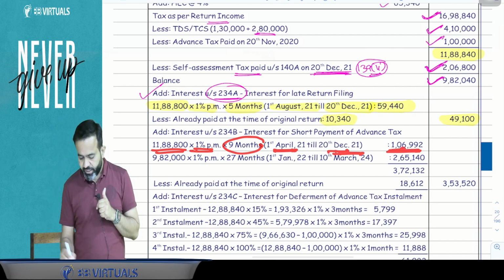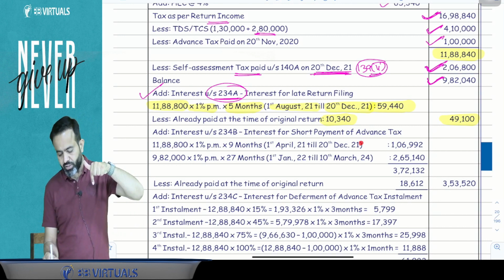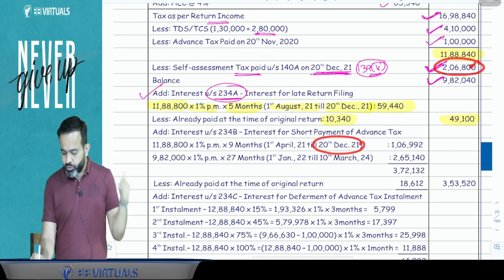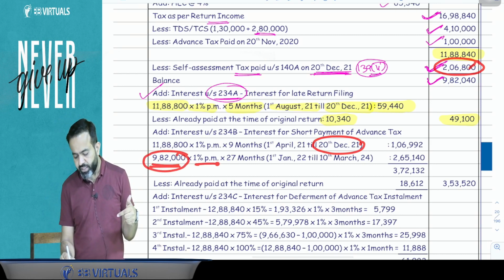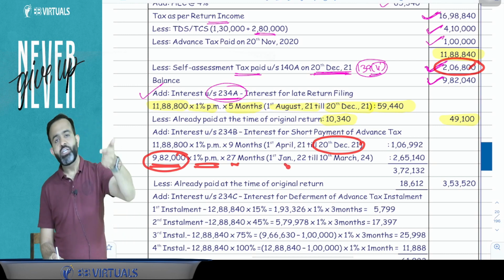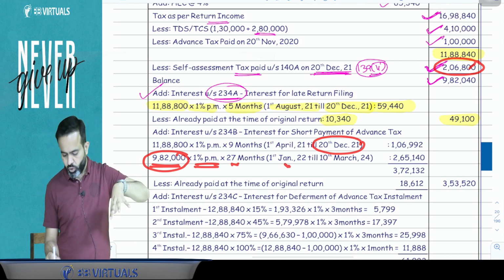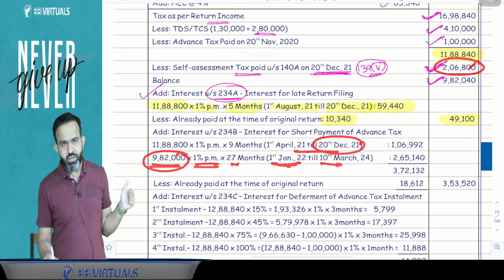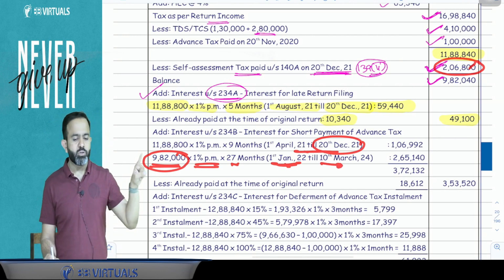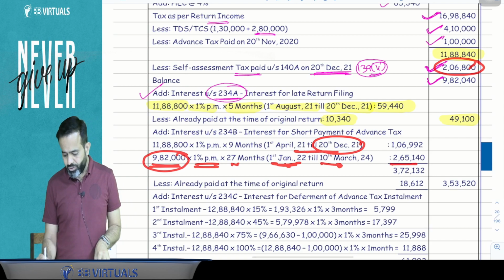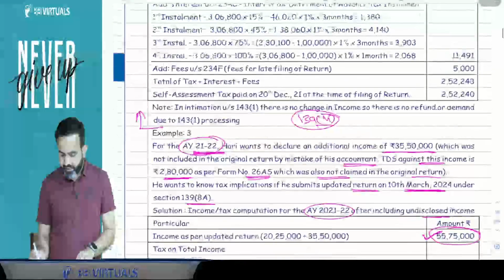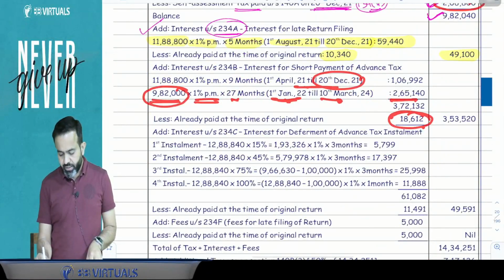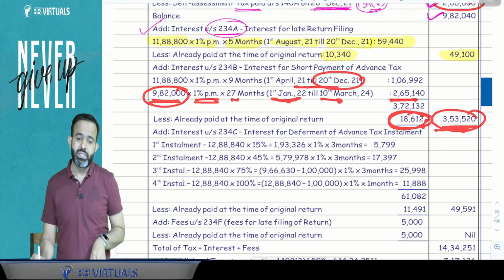And after that, guys, on the remaining amount, because you paid the self-assessment tax of 2,06,800 on the 20th December 2021, the remaining amount is now 9,82,100. Interest is applicable from 1st January 2022, because for December you already considered a total of 9 months here. So from 1st January 2022 till the date of the updated return, interest will be calculated on 9,82,000 rupees. So this is your interest. And guys, you already paid interest in the earlier return. That interest was 18,612. So you will get the credit of 18,612, and the remaining will be the 234B interest.